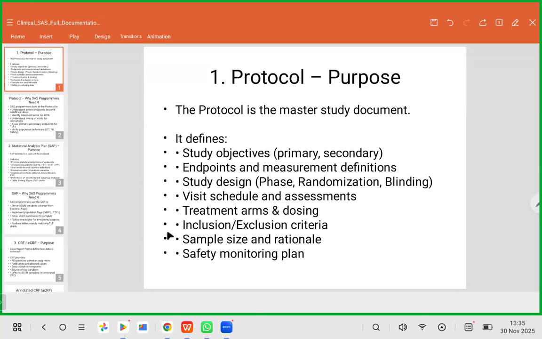So the first step the statistical programmers or SAS programmers do is they will read the protocol document. Okay, so the first step for clinical SAS is the protocol document. So I will show what a protocol is, the real document, and then I will show how the programmers read the protocol document.